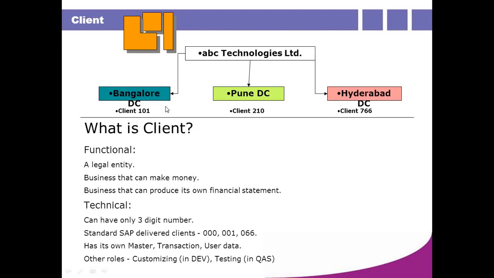From the functional point of view, it is a business money maker. The entire business is running on one client only. That means you are creating background jobs, your customization and developments are done, your transports are moving, or your patches are applying, everything is client specific. So we are making our own client and building the client in such a way that your business needs will be fulfilled.